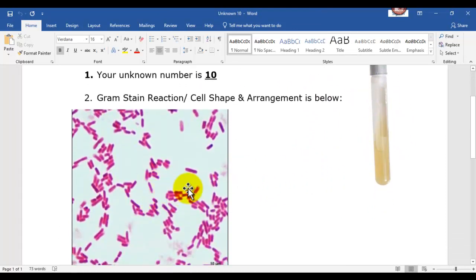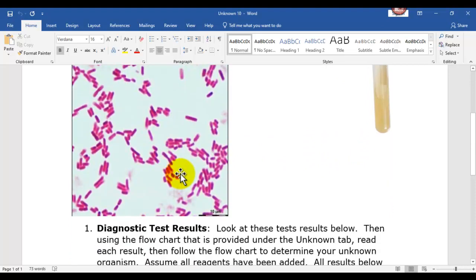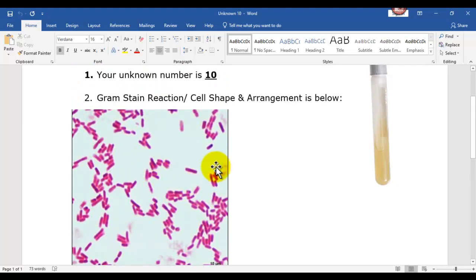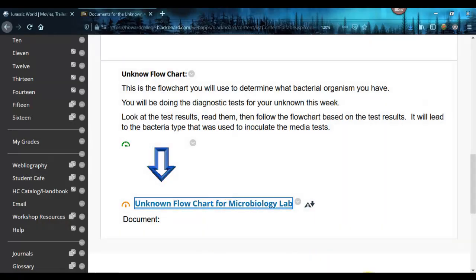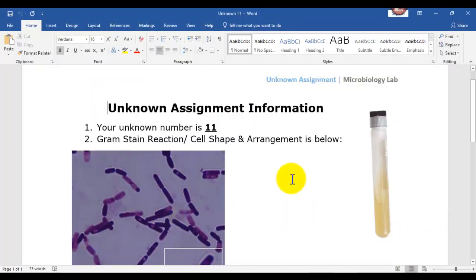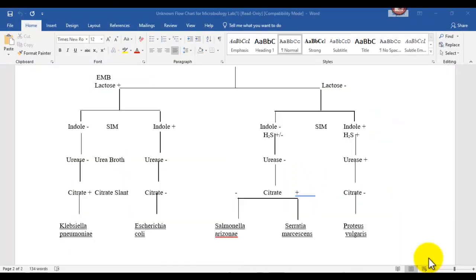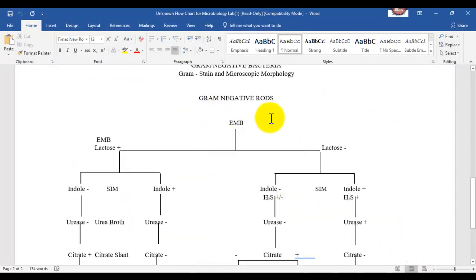Here's your gram stain reaction. It's gram-positive and it looks like little rods. Looks like they're in singles, but that's not important. The important thing is you gram stained your organism and it's gram-negative. And like I said, you would then go to your flow chart. Here, you're on the gram-negative side.